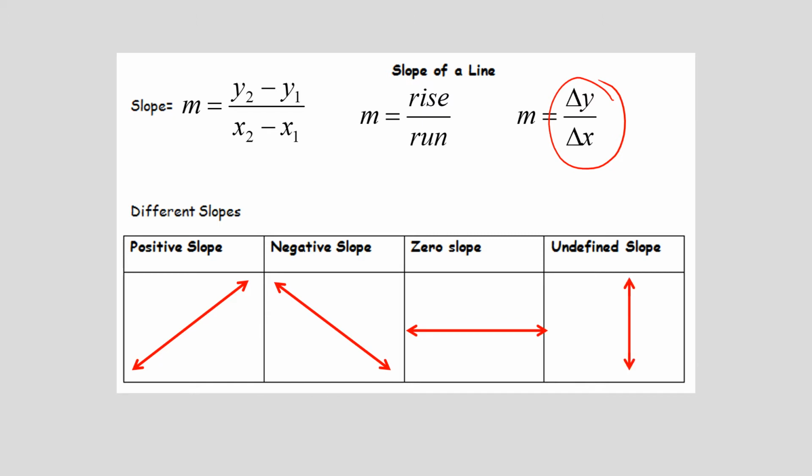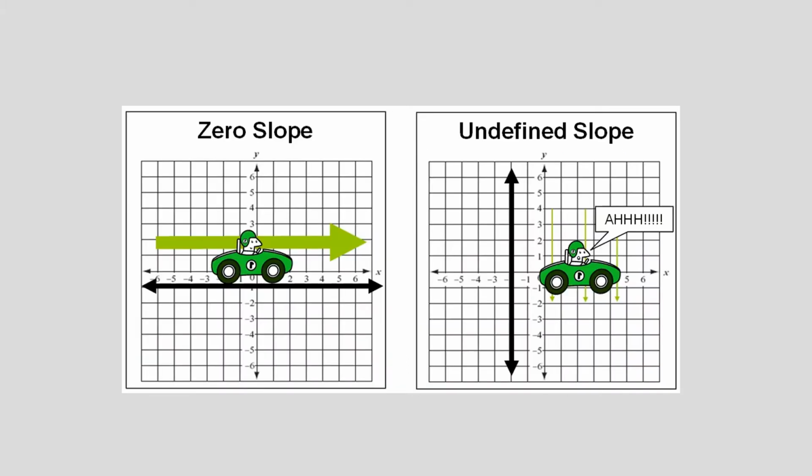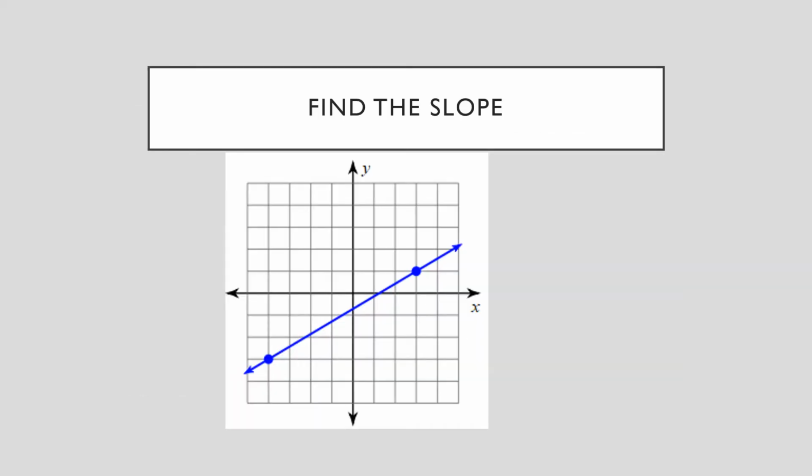Now, 0 and undefined, sometimes people can't remember which one's which, so I find this image very helpful. A 0 slope, you're just kind of chilling, driving along, nice flat road. You're not going up or down a hill. And an undefined slope, right, gravity kind of works, and you would just fall right off. So if that helps. So let's find the slope.